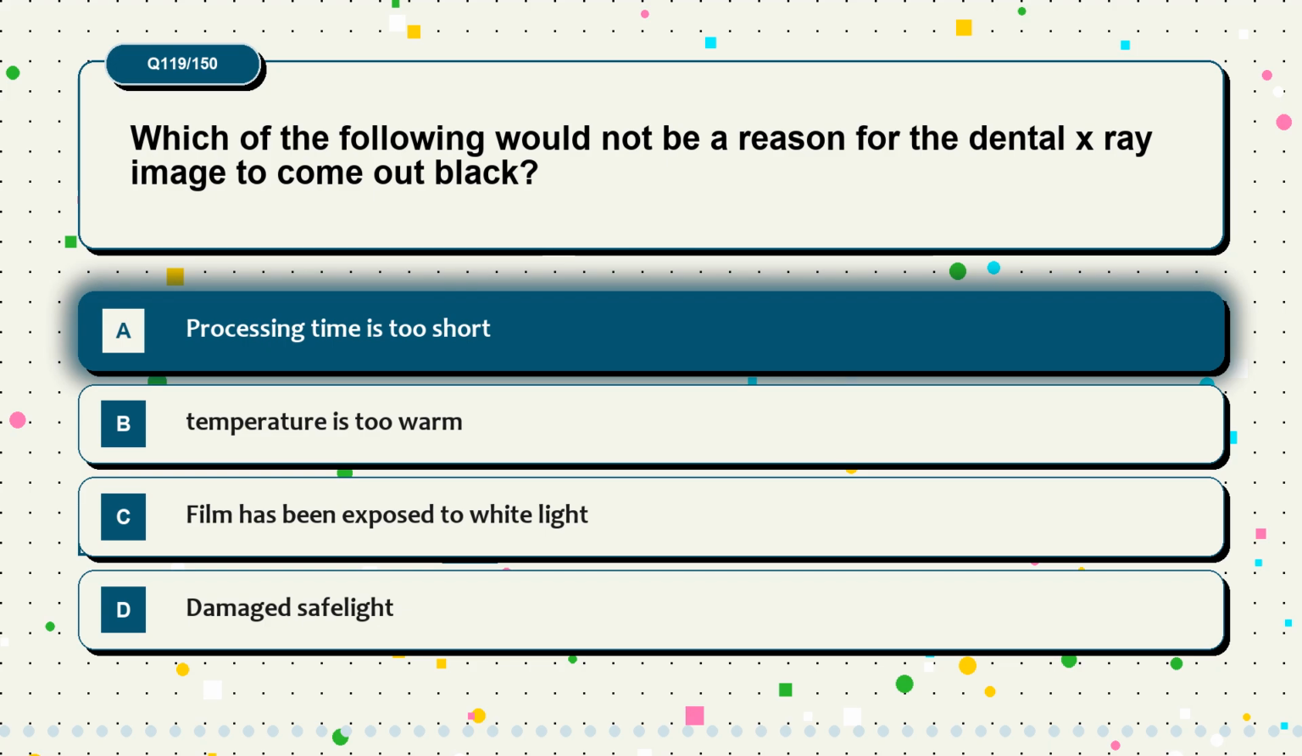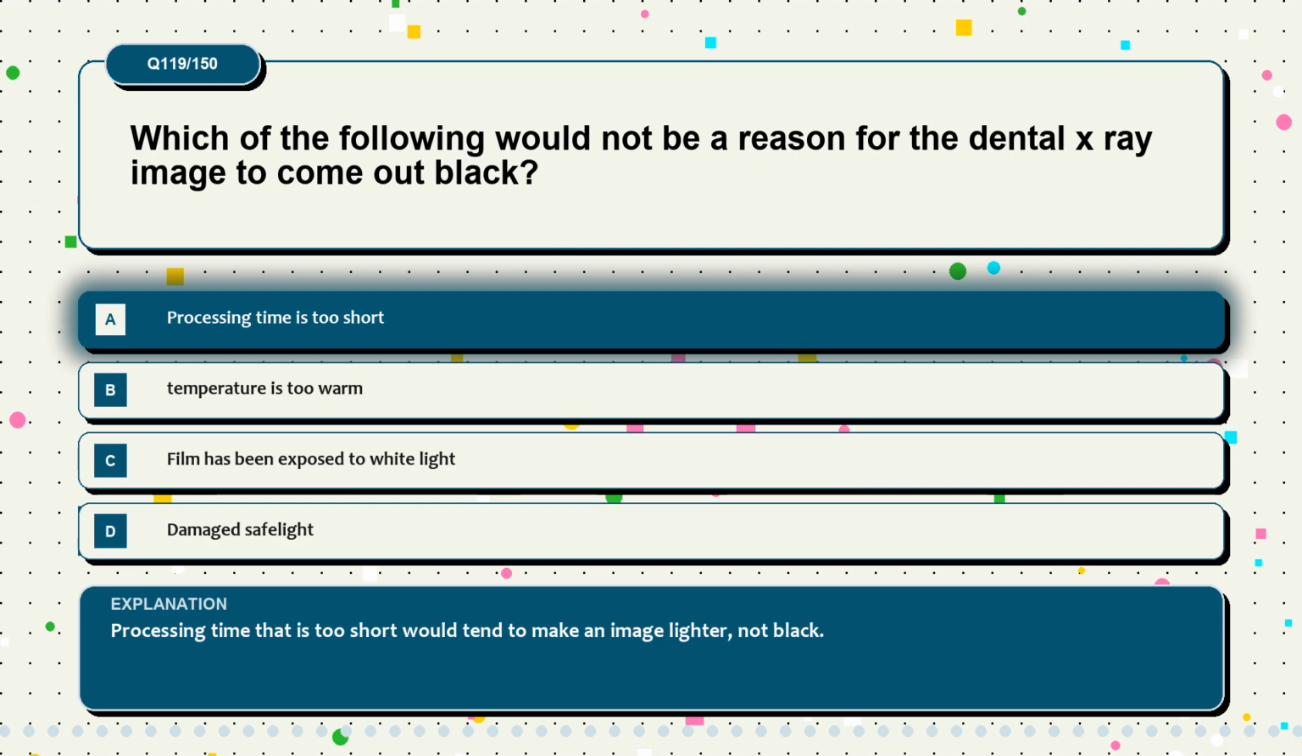The correct answer is option A. Processing time is too short. Processing time that is too short would tend to make an image lighter, not black.